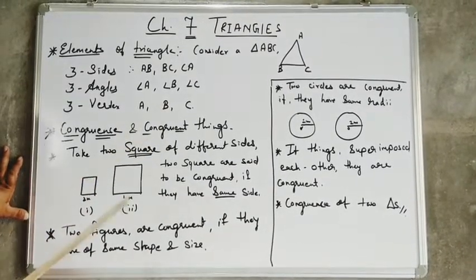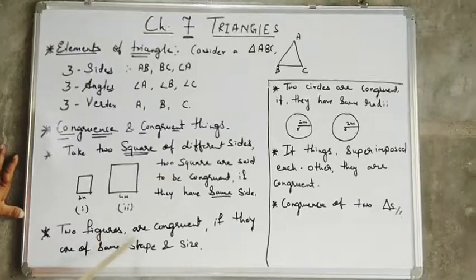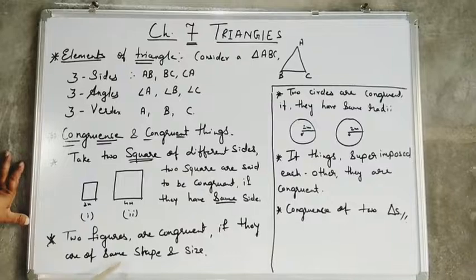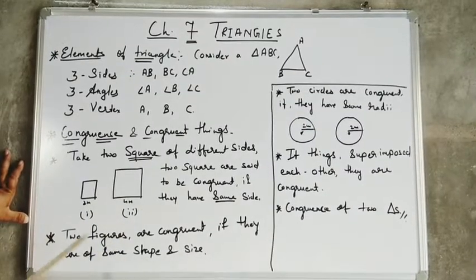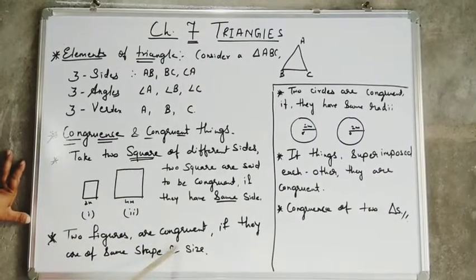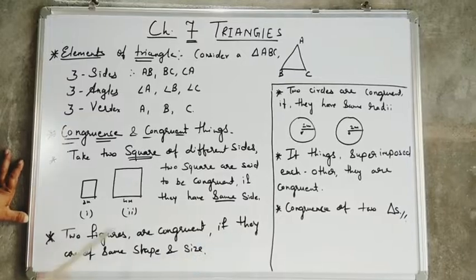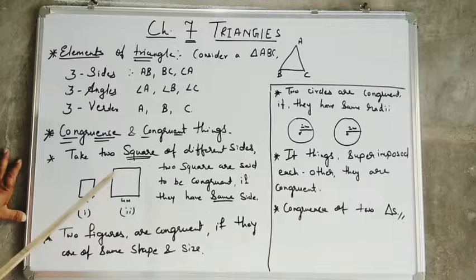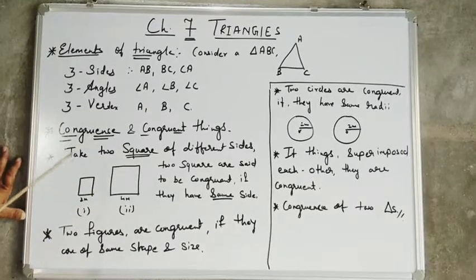Any 2 figures which are said to be congruent must be of the same shape and size. That means 2 figures are congruent if they are of the same shape and size. Let us take a few examples from our day-to-day life.